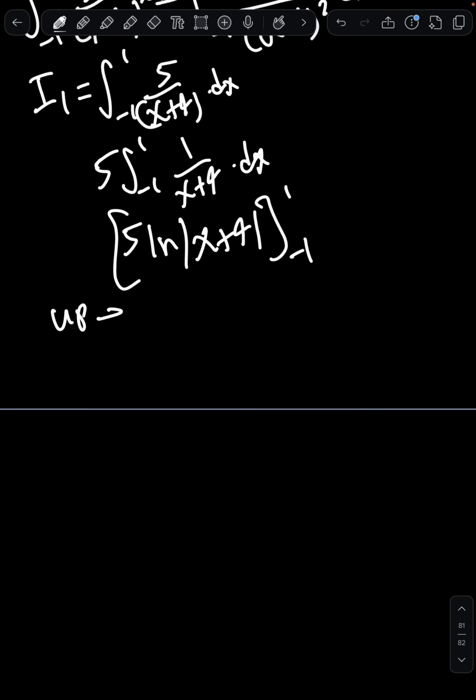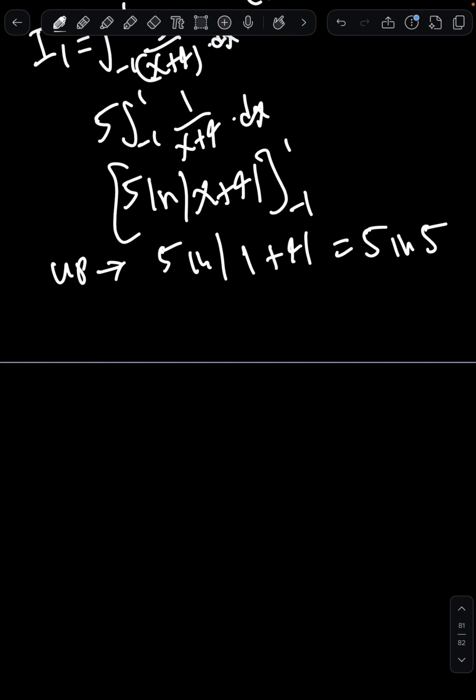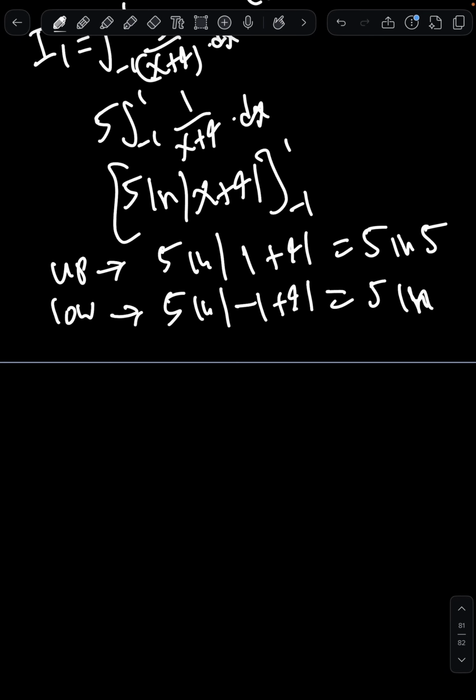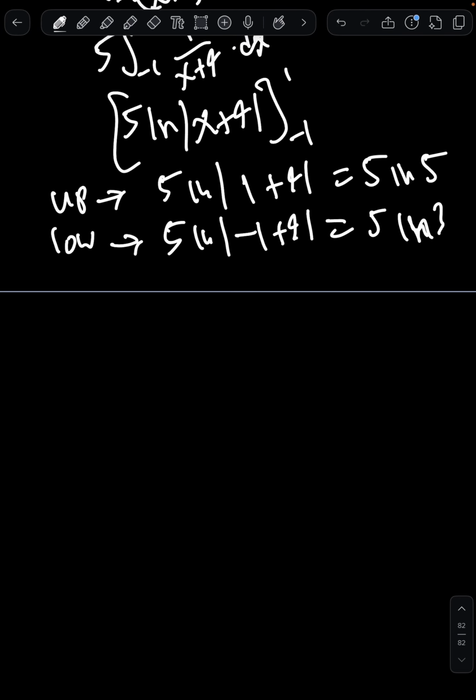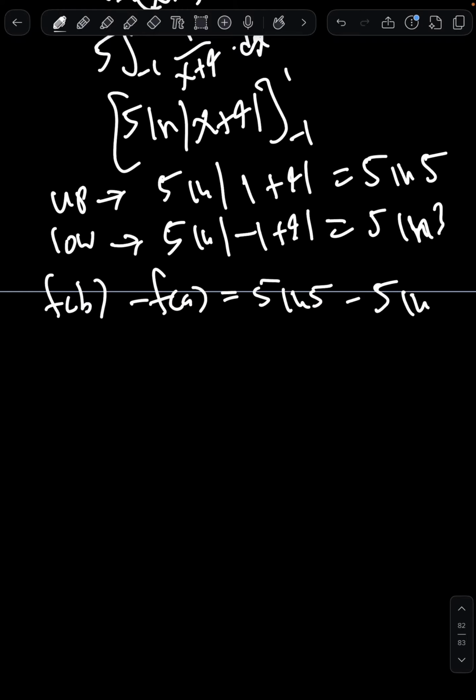Now we can evaluate the upper bound. 5 natural log of the absolute value of 1 plus 4 equals 5 natural log 5. You can get rid of the absolute value and just keep 5 there. Now we do the lower bound, which is -1. So 5 natural log of the absolute value of -1 plus 4 is equal to 5 natural log 3. Now we can take f of b minus f of a, which gives 5 natural log 5 minus 5 natural log 3.